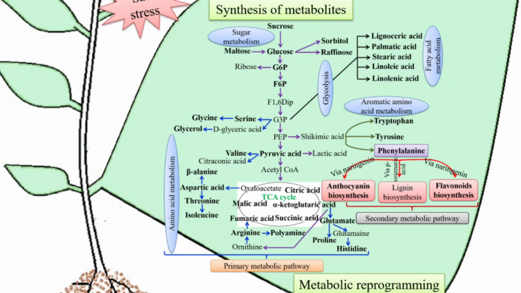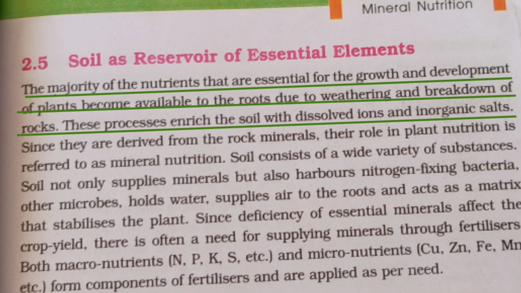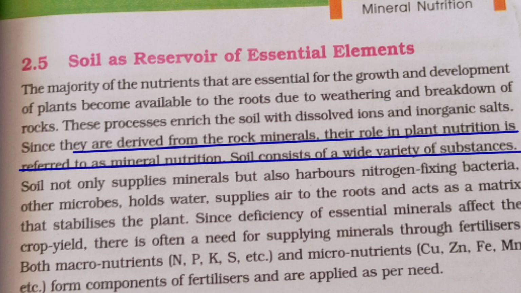Let us discuss soil as a reservoir of essential elements. Here, the majority of the nutrients that are essential for the growth and development of plants become available to the roots due to the weathering and breakdown of rocks. The process enriches soil with dissolved ions and inorganic salts. So they are derived from the rock minerals. Their role in plant nutrition is referred to as mineral nutrition.